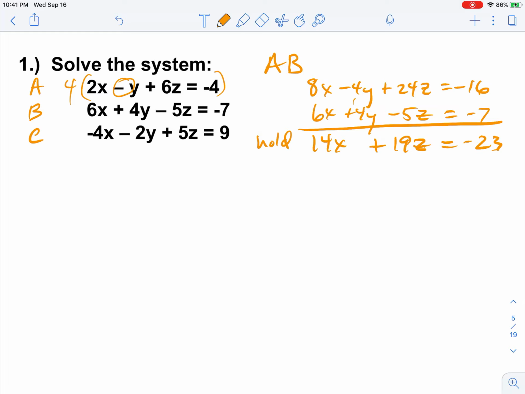I'm going to hold right here. I'm not going to do anything with that. I'm going to try to find another set of equations with x and z in it to combine with this and solve for one variable. So I'm going to look at B and C. I wish right here I had a negative 4 there. Well, I can make it a negative 4 by multiplying that by 2. So the top equation, 6x plus 4y minus 5z equals negative 7. That's my B equation. My C equation has become this.